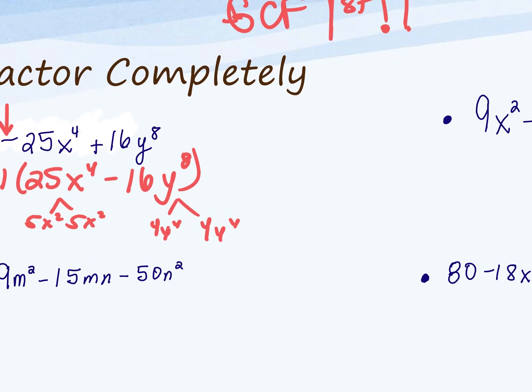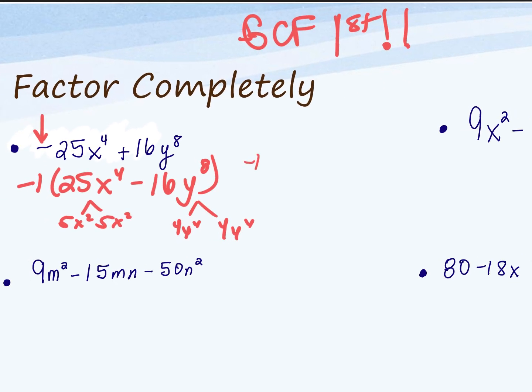So what do my 2 parentheses look like? Well, I have my negative 1 out in front. Both of my parentheses have a 5x squared at the beginning. And what at the end? 4y to the 4th. And then what are the signs in the middle? One's a plus, one's a minus. Does it matter where the plus goes, where the minus goes?